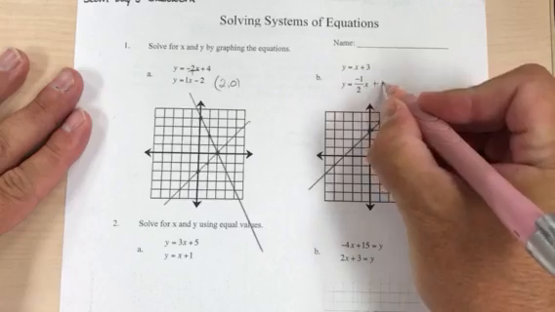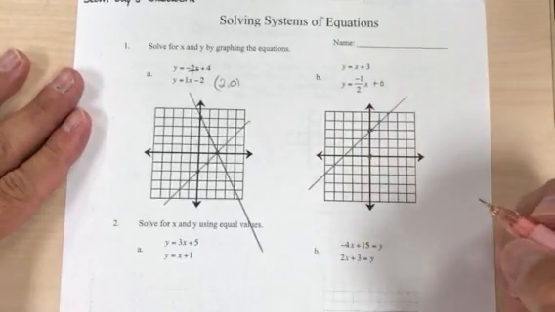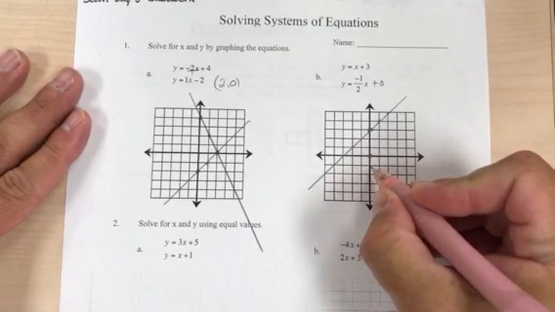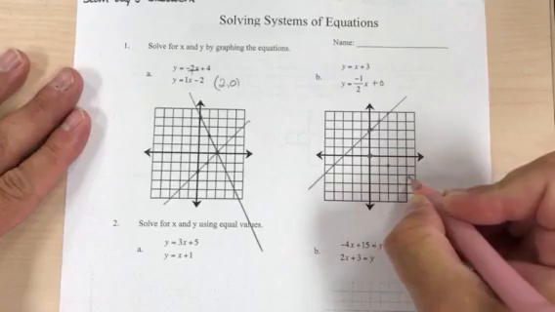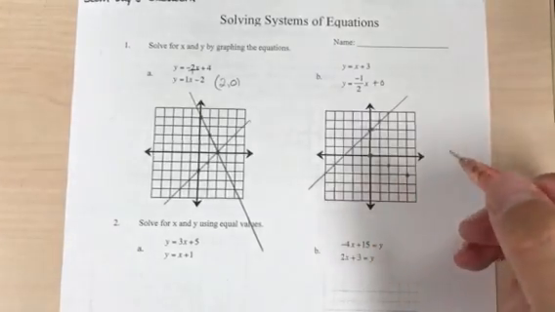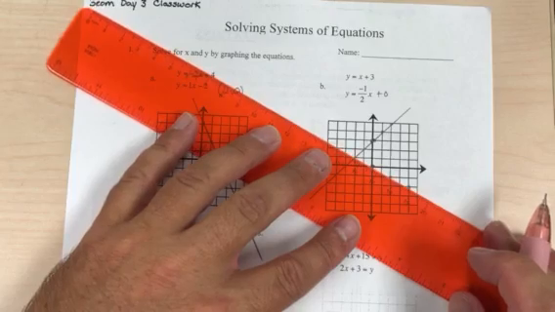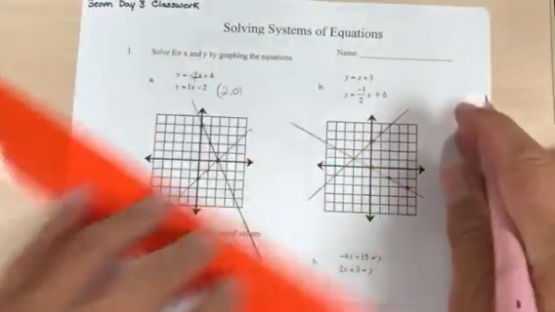Now, the next one, since there's no number added or subtracted from my x value, that means I have a y-intercept of 0. It's like saying +0. So I'm going to put a point there, and my slope is -1/2. Negative means I go down 1, and then over 2, down 1, and over 2. And again, I'm going to take my ruler and put that in like that, and I'm going to draw in my line.